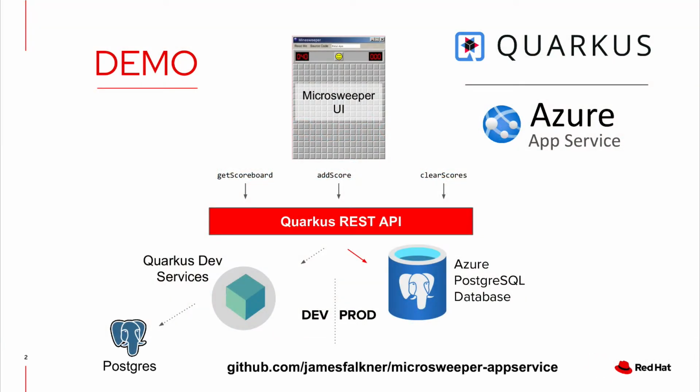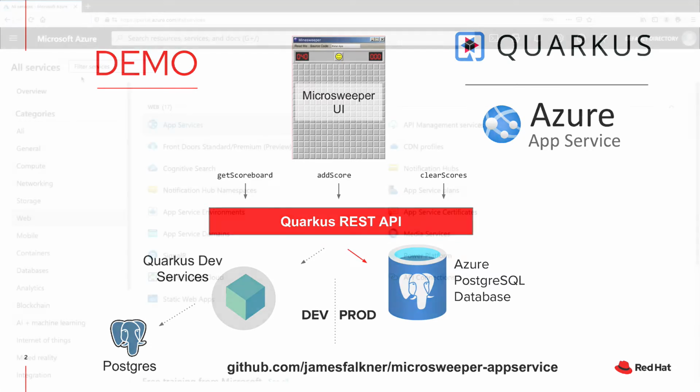This will be a very familiar application to many of you. It's a simple application with a graphical front end and a reactive RESTful API on the back end. And then we have a couple of features we're taking advantage of in Quarkus for separating dev mode versus production mode. One side using Quarkus Dev Services, which is new in Quarkus 2, and one side for production using the Azure Postgres database. So let's get into it.